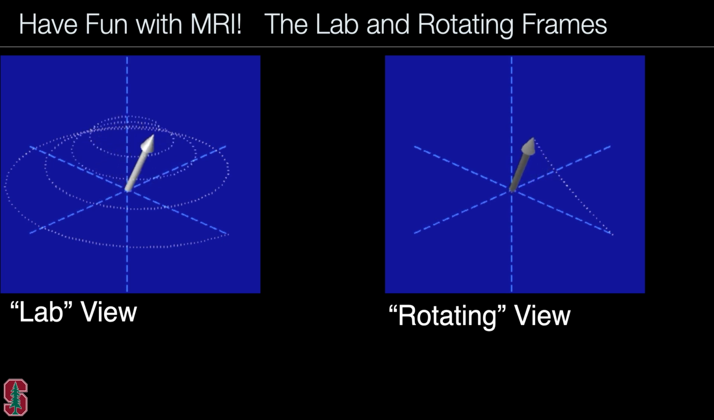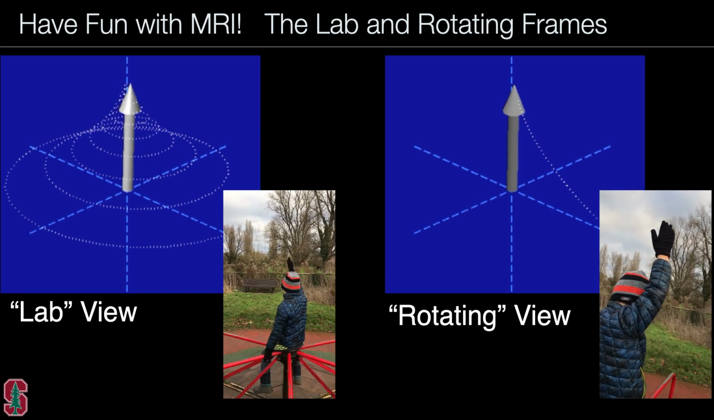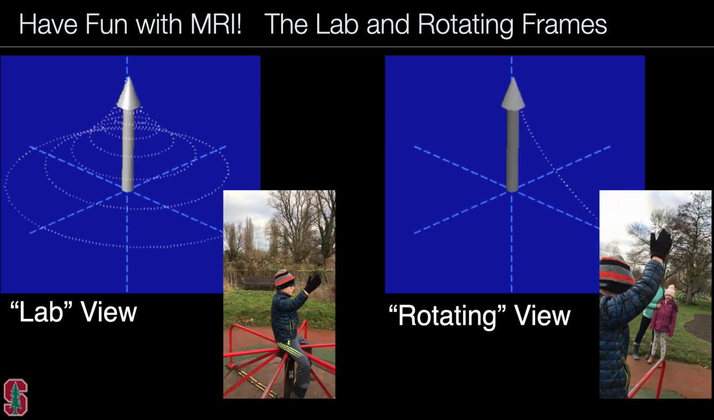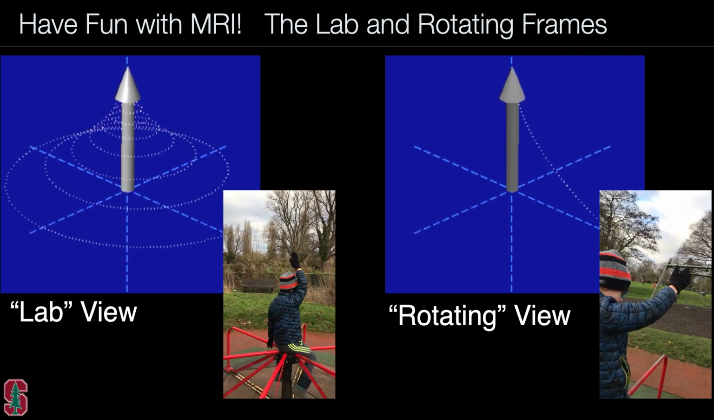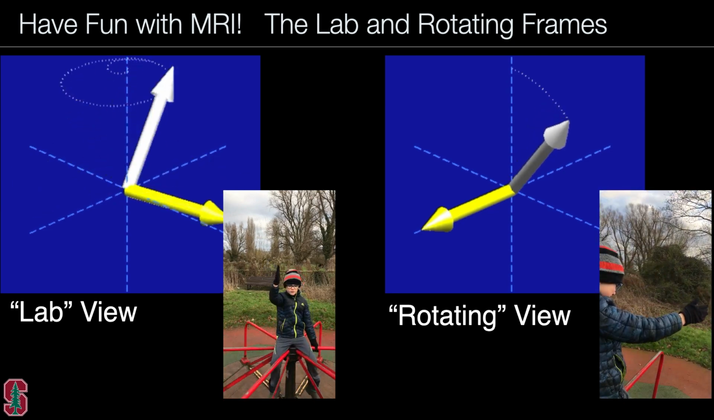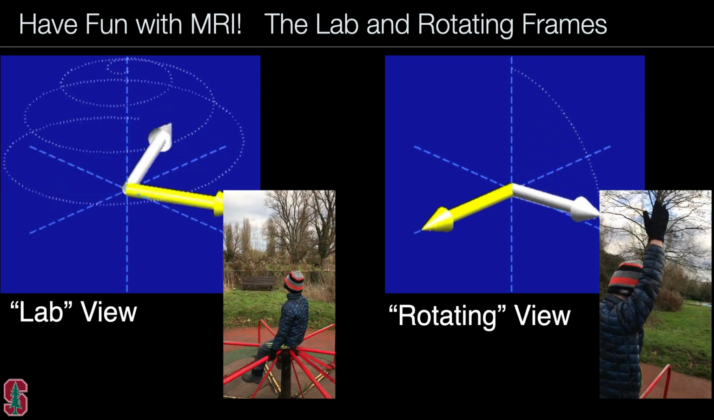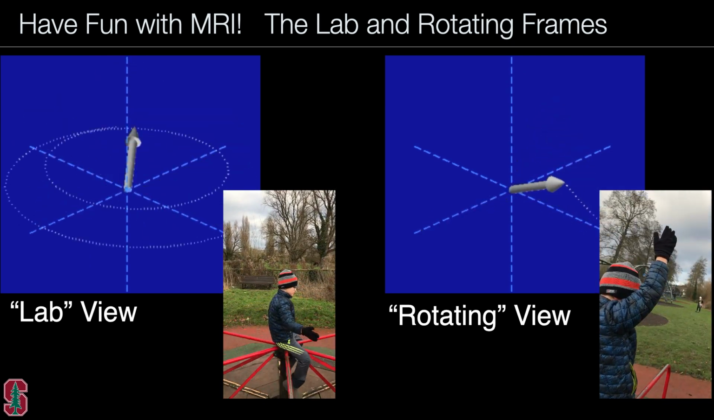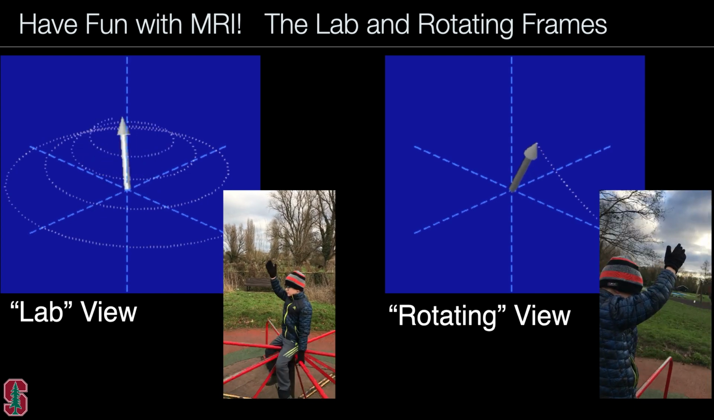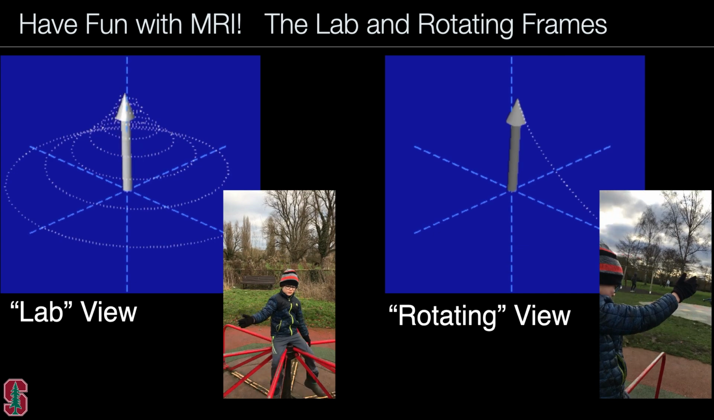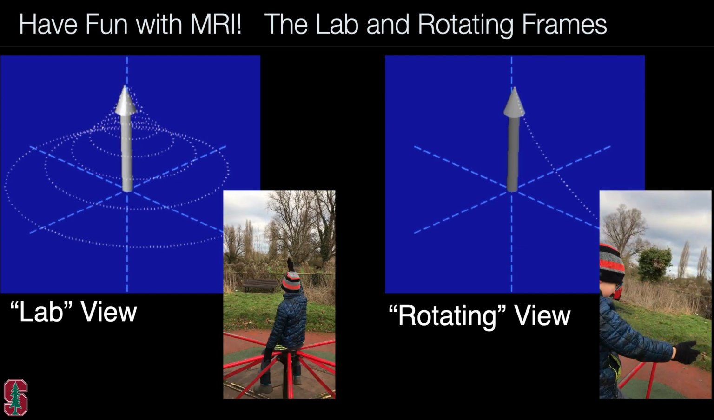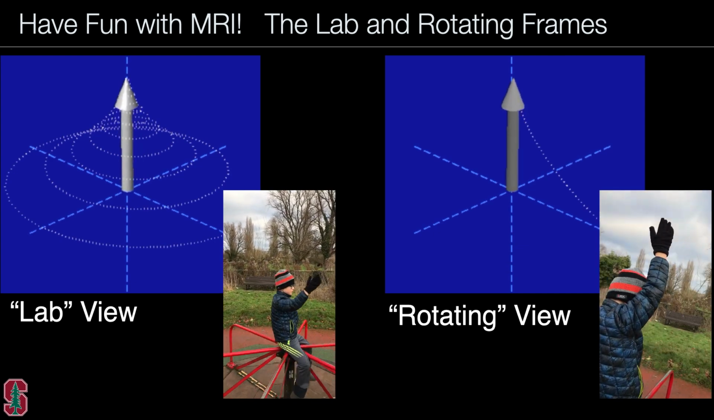Now you should really try to have fun with MRI, and this is something that I've longed to achieve for a while, and finally achieved in this video. So here you can see that my son's gloved hand is the tip of the M vector as we excite the magnetization. Notably on the right, we're in the rotating frame, which means I'm actually filming it on top of this playground merry-go-round.